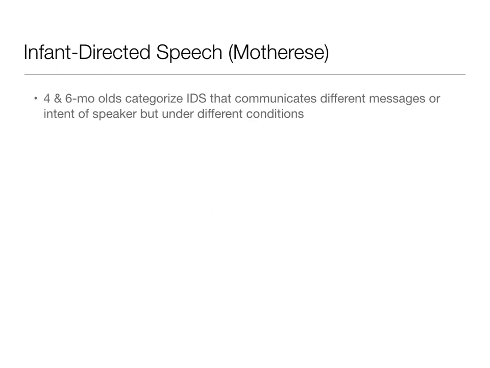They can categorize infant-directed speech, and they can tell that it communicates different messages of intent, but they do so under different conditions. So we know that both 4 and 6-month-olds can do this with approving and comforting infant-directed speech. We've tested this over and over again.